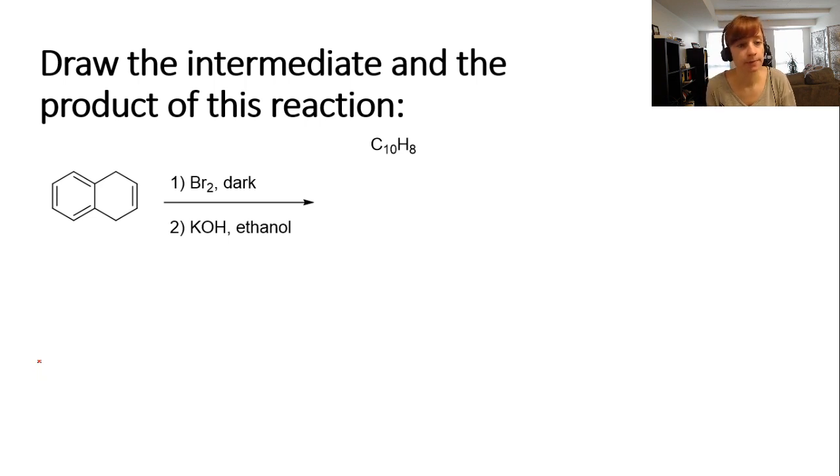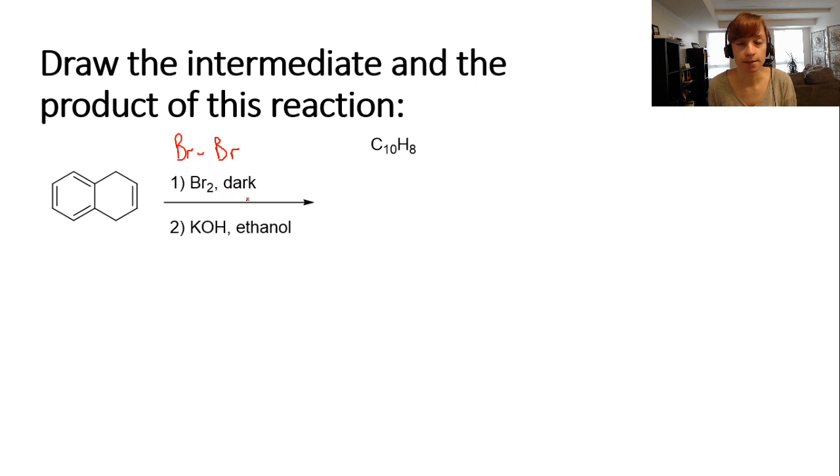Okay, so I'm going to draw out the mechanism, but the question only asks you to draw the intermediate and the final product. So you don't have to draw out the mechanism for this. So here, our nucleophile in this case is the alkene, and our electrophile is Br2.